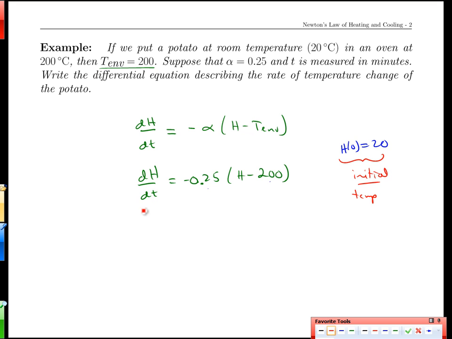In fact, that's what our goal is going to be, or our question. What is H as a function of time? And this goes back to the kinds of questions we can ask. How long will it take for this potato to be done? If we know what temperature would have the potato cooked, then we can talk about how long that'll take once we have solved this differential equation.